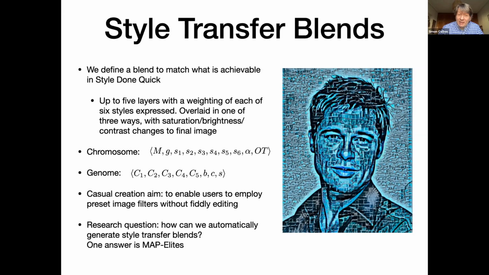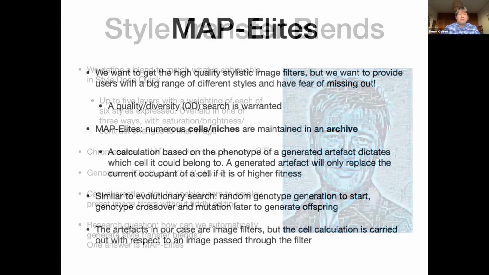The Casual Creator aim is to enable users to employ preset images without all of that fiddly editing, so they can just click and go and get lovely images, which is basically what all the other style transfer apps on iPhone and iPad and Android devices do. You don't normally get this kind of fine-grained control. And the research question is, how can we automatically generate those style transfer blends? And the answer I came up with was to use MAP-Elites, which is quite a well-known, although fairly recent technique.